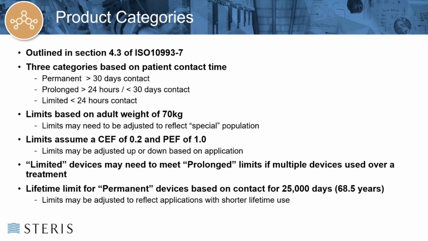These limits may need to be adjusted for specific product considerations based on the patient body weight and/or specific applications with shorter use for the identified treatment. If multiple limited contact devices are used on a patient over the course of treatment, the device may also need to meet prolonged limits. ISO 10993-7 Amendment 1, published in December of 2019, provides instruction for adjusting the calculation of limits for special populations such as neonates and infants.